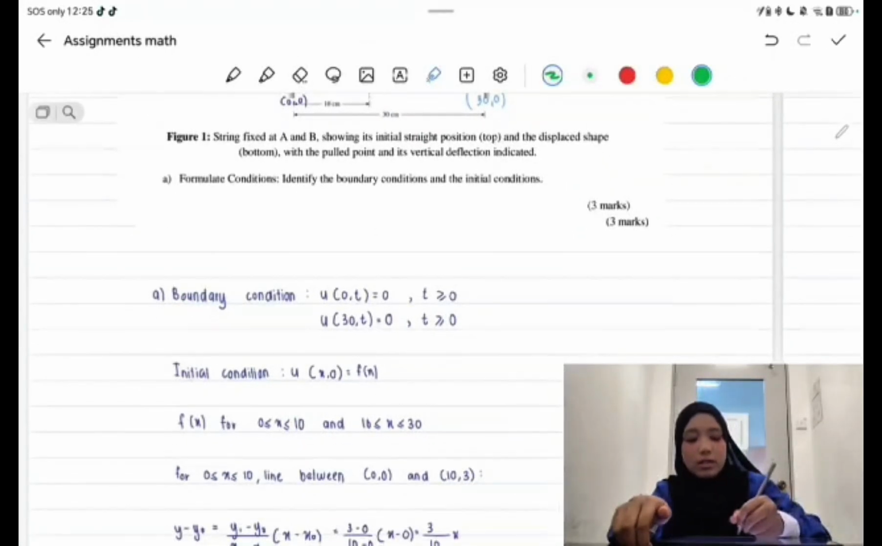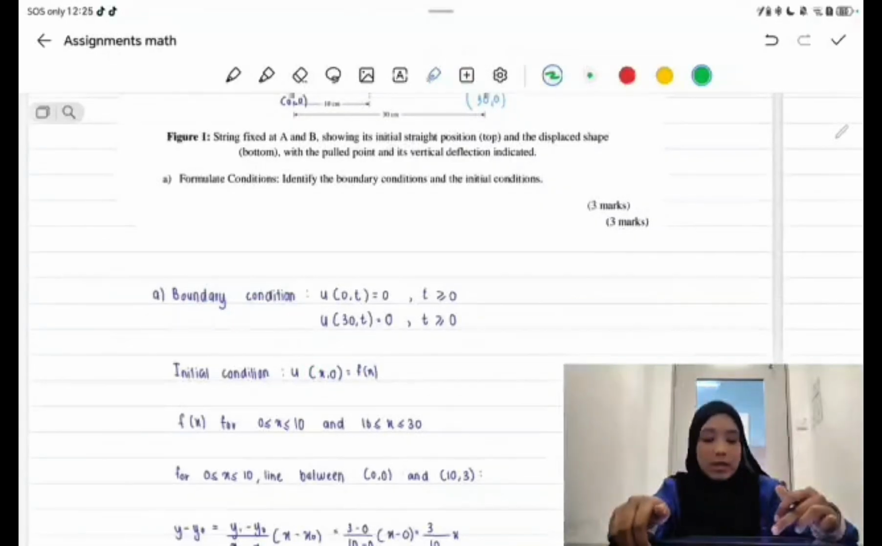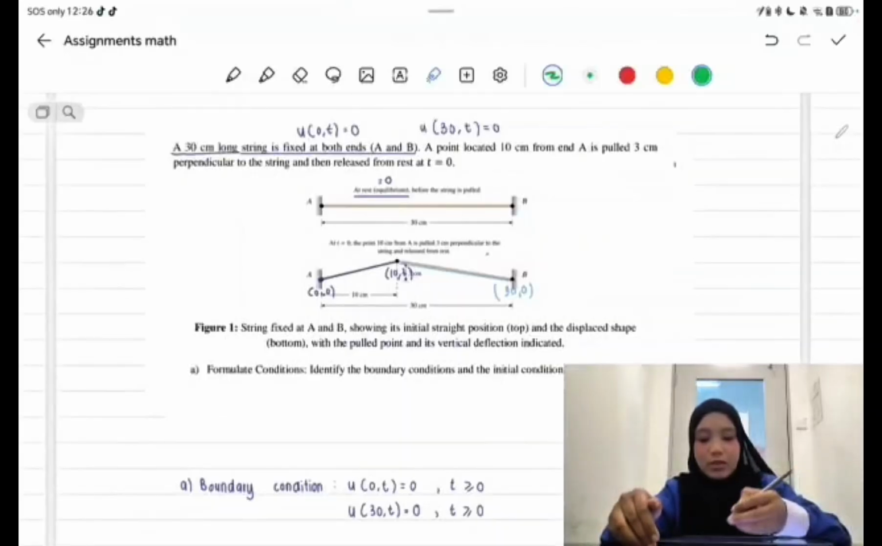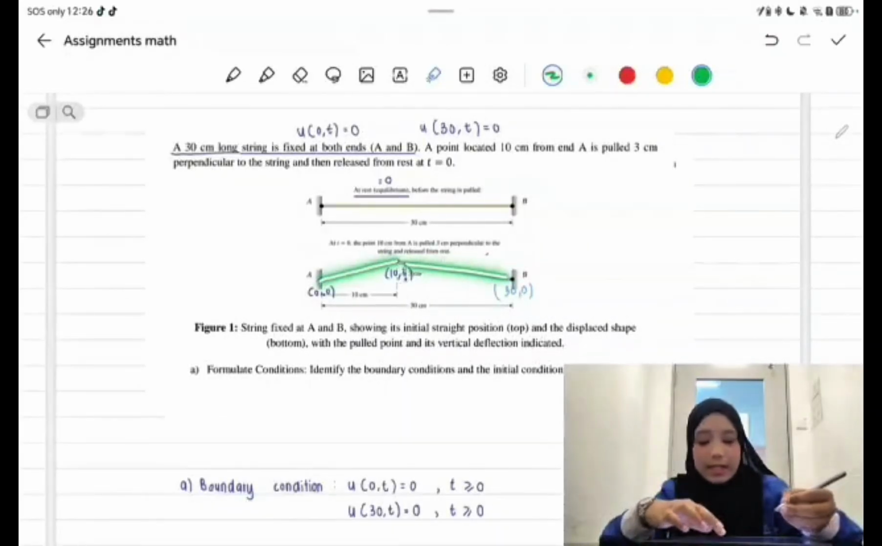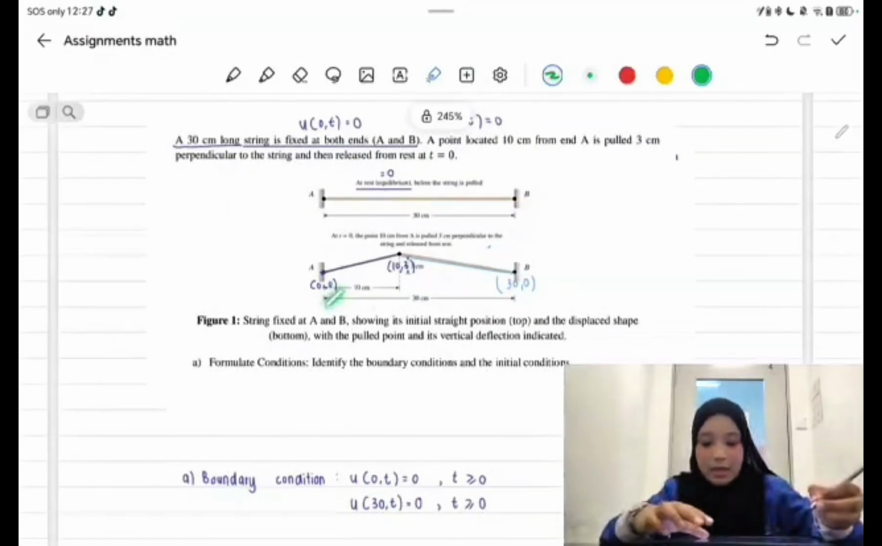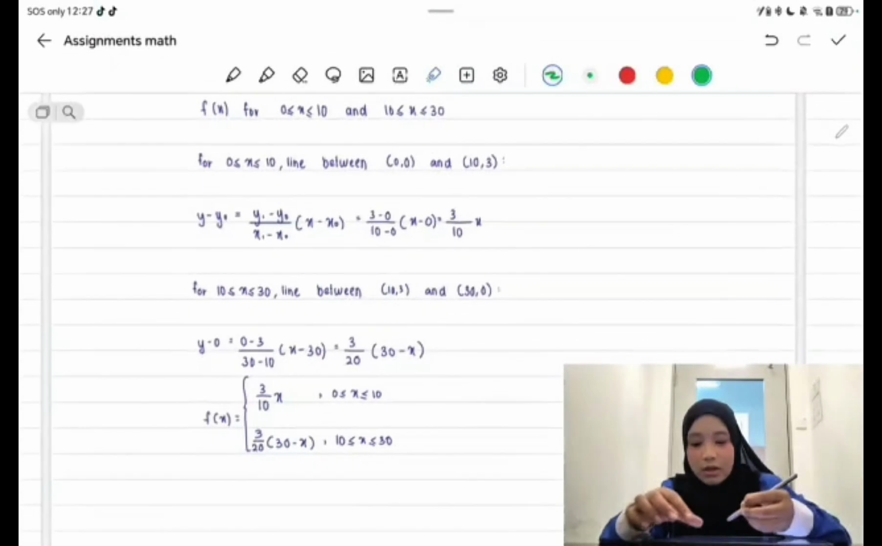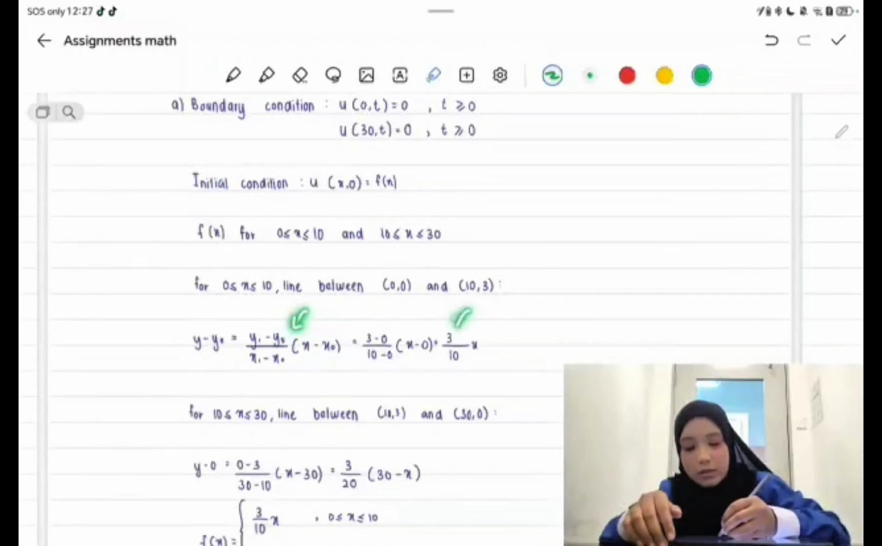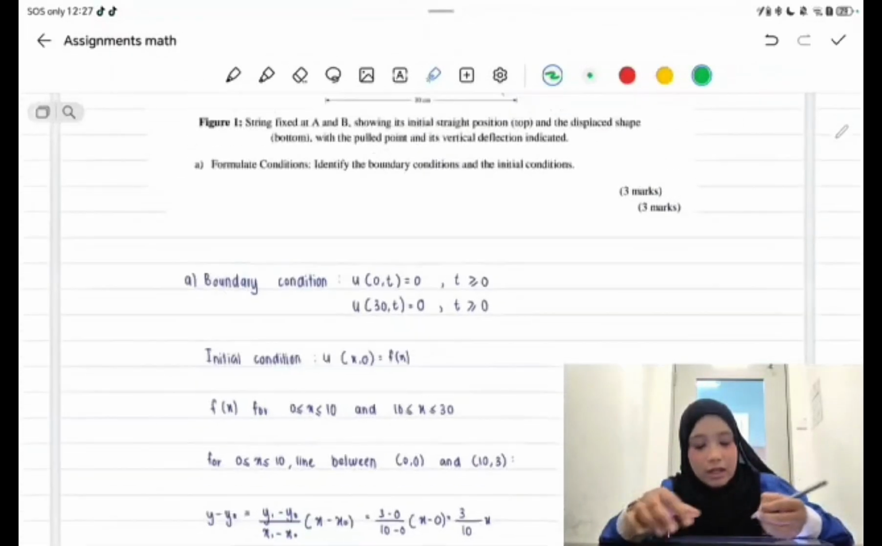For the initial condition, u(x,0) equals f(x) because we have two linear lines. For the linear equations, we should get the equation for this line and this line. For the first line, from (0,0) to (10,3), the equation is y minus y naught, using the gradient, and then we substitute the coordinates into this formula and we get 3/10 x.